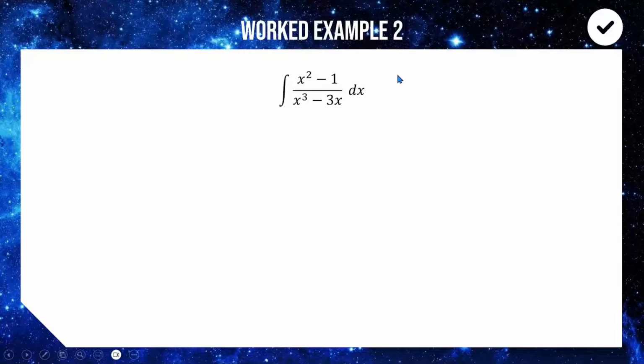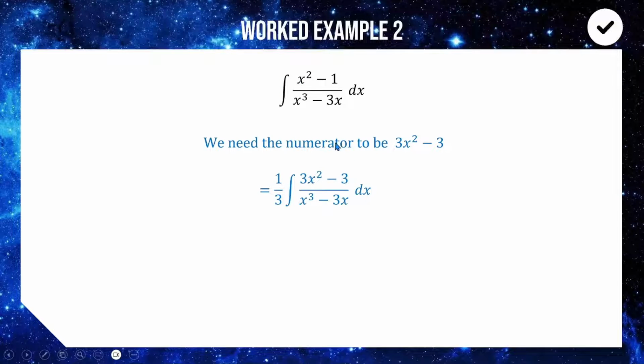Okay, a bit of a spicier one. A fraction. On the bottom we have x cubed minus 3x. On the top we have x squared minus 1. So let's see if we can apply a logarithm. For it to be a logarithm integration, we need to have the top being the derivative of x cubed minus 3x. Now the derivative of x cubed minus 3x is 3x squared minus 3. So it'd be great if the numerator was 3x squared minus 3, but currently it's only 1x squared minus 1. So we need to multiply the top of the fraction by 3 to make it match the derivative. If I'm going to multiply the top by 3, I need to put a 1/3 out the front of the integral so that it keeps the balance.